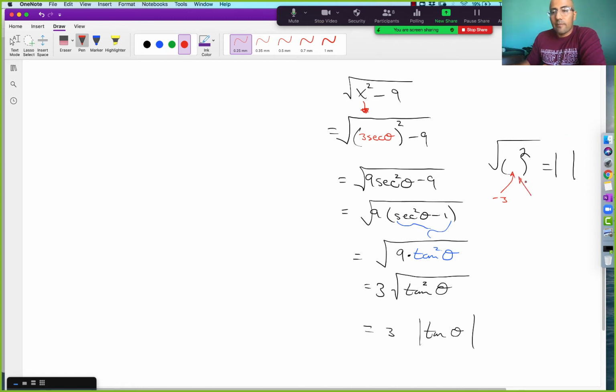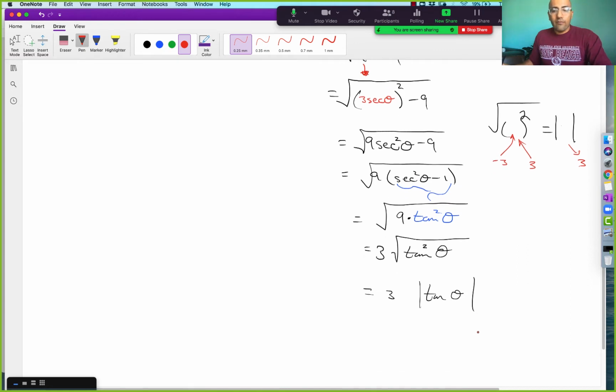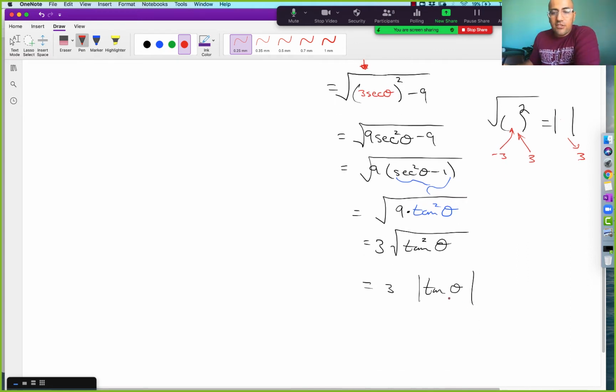Right? If we insert a positive 3, it becomes positive 9. Square root of positive 9 is positive 3. So no matter what you input, the output is always positive 3. That's the definition of an absolute value, right? Whether you start off with a positive or negative, the output is the positive. Good. So these two operations become the absolute value of tangent theta. However, tangent of theta is always positive.